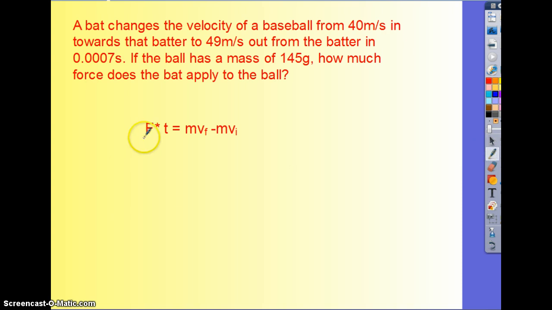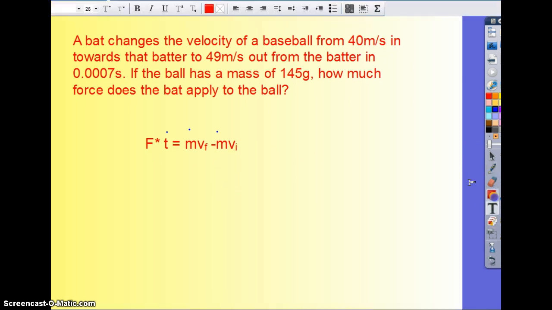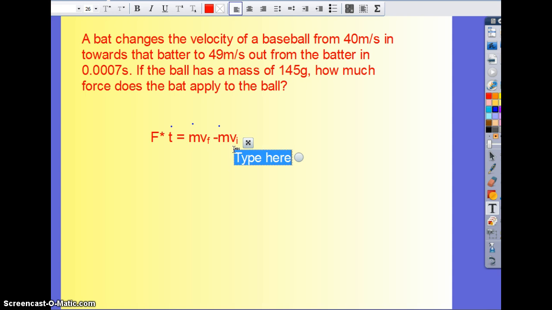Baseball. A nice example here. Force times time. So you've got your time here. You can put the time in. It's a very small time. We've got the mass of the ball. Where's that? There it is. You can put the mass in for the ball, and you can put in your velocities. Now, one thing I want you to notice: initial velocity is 40 there. Final velocity is 49.